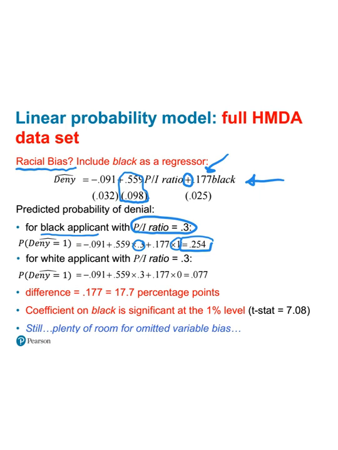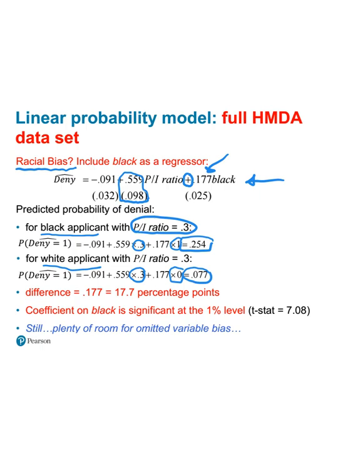Right? So right there, that doesn't tell us a lot, but we want to compare that to the estimated probability of being denied if you are not black. So we're going to have the same exact financial indicator of 0.3 for the PI ratio, but now we're going to code black as 0 for this, let's say, white applicant. And we're going to see that the probability of being denied is now 0.077, or just shy of 8% likely that you're going to be denied.